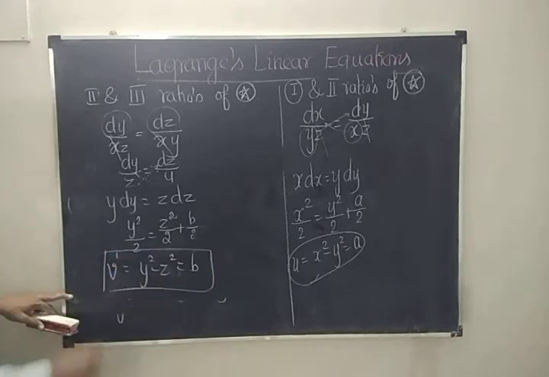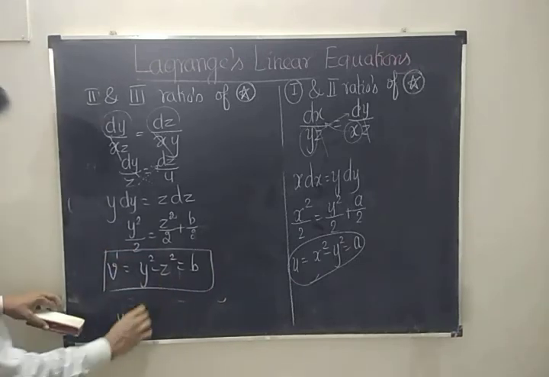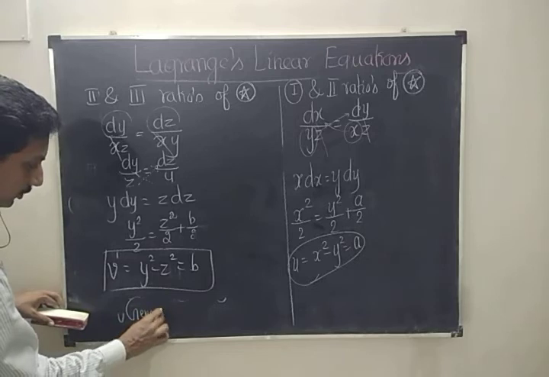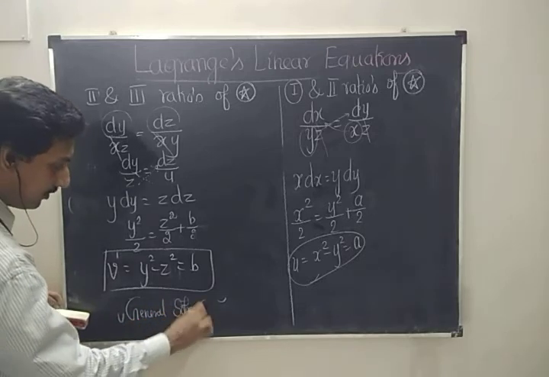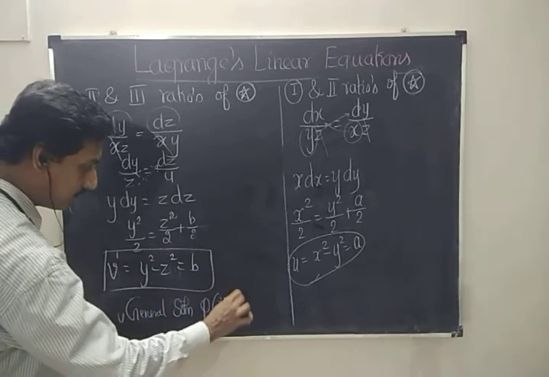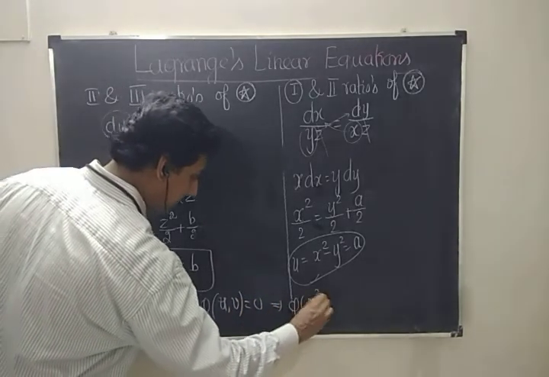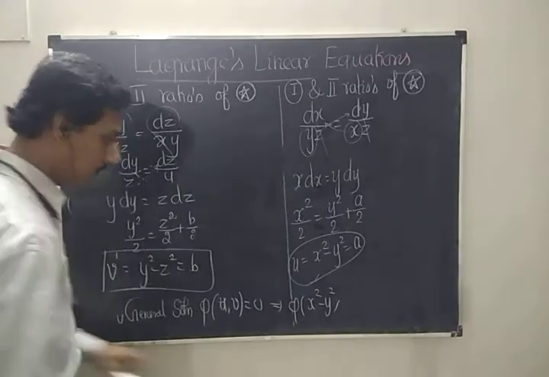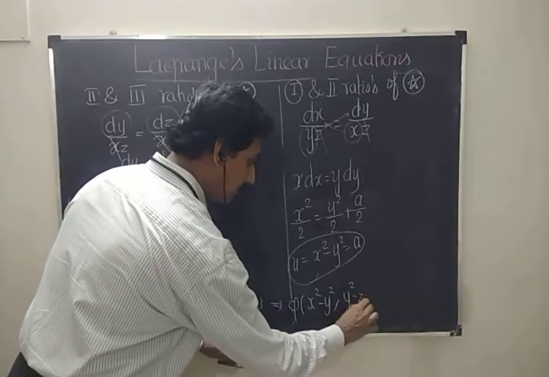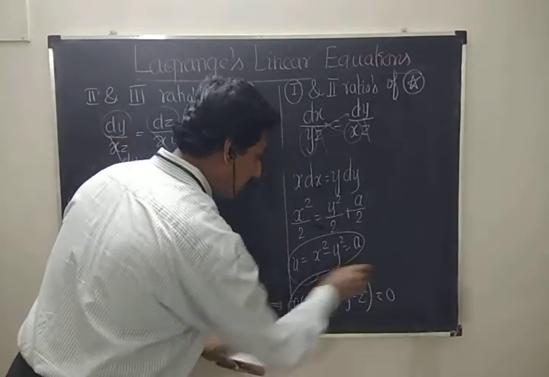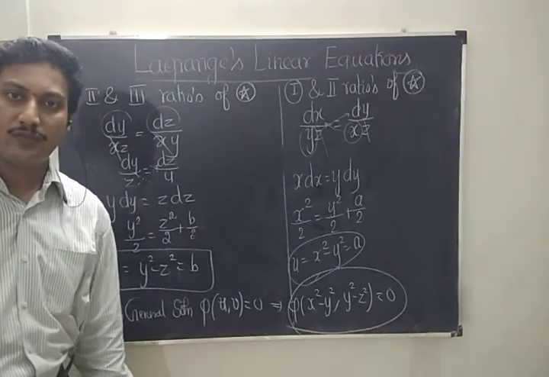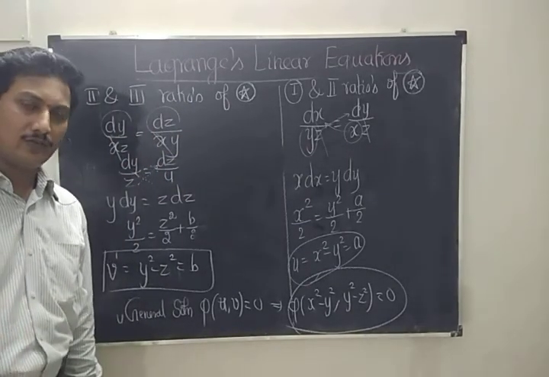Once we have found u and v, the general solution is of the format phi of u comma v equal to 0. So I substitute u is equal to x squared minus y squared and v is equal to y squared minus z squared. Someone may now have a doubt in your mind: can we use the first and the third ratio? Yes, go for it, no problem.